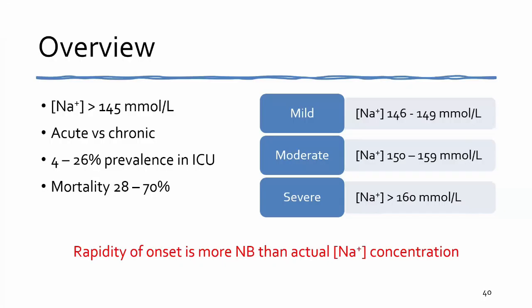So hypernatremia is a sodium concentration of greater than 145 millimoles per liter. It can also be classified as mild, moderate, or severe based on the absolute concentration, and acute versus chronic. The same as in the case with hyponatremia, the rapidity of onset is more important than the absolute sodium concentration. It has a 4 to 26% prevalence in ICU and a mortality between 28 and 70%, which is a very large range. But I think what we should take from that is even the lower end, 28% mortality, is still very high.